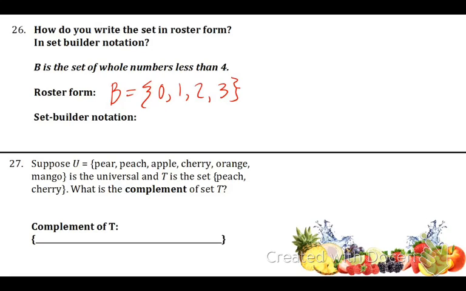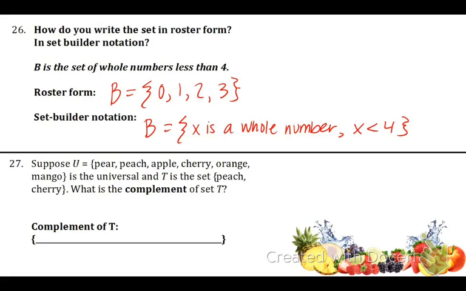And set builder notation. Set builder is the one where you describe your answers. So we have x is a whole number such that x is less than 4. So there are 2 ways to describe the exact same set.